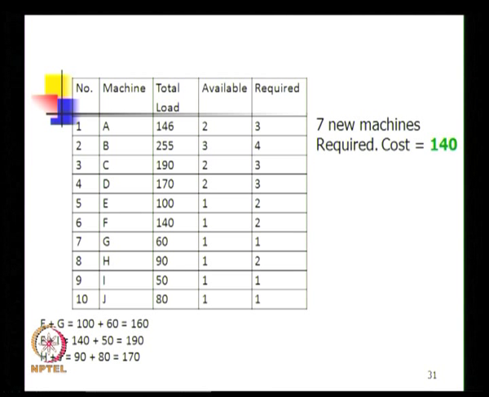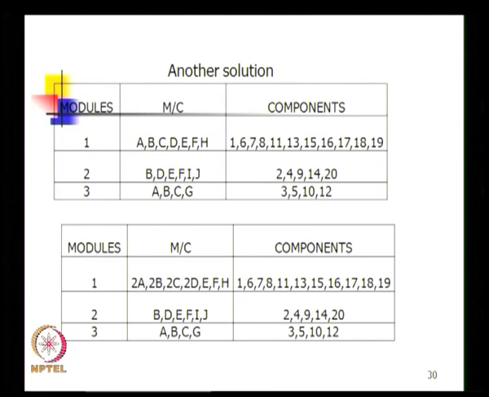So given 2 solutions, our tendency would always be to choose a solution which is less costly. So ordinarily we would be tempted to look at that solution which has 7 new machines rather than a solution that has 8 new machines. Now let us look at those solutions. This is a solution that has 7 new machines, and we realize that one particular cell actually has 11 machines in that cell. So it is a large cell where more than 50% of the components are going to visit.